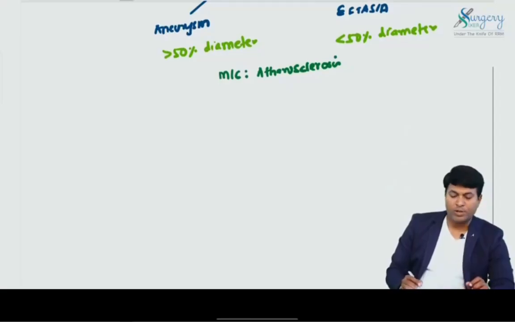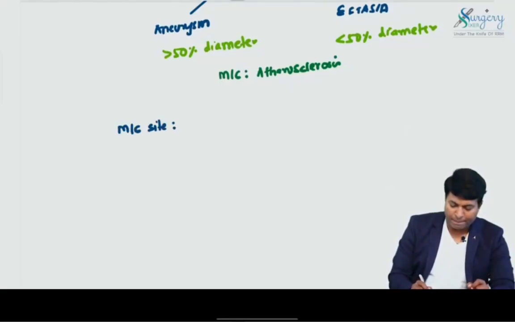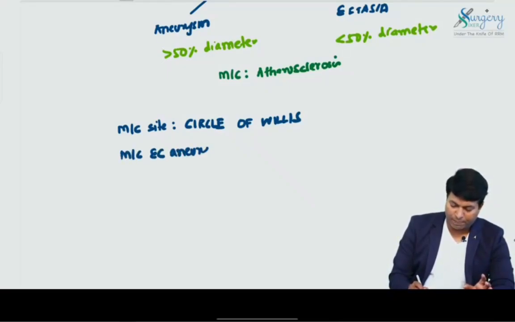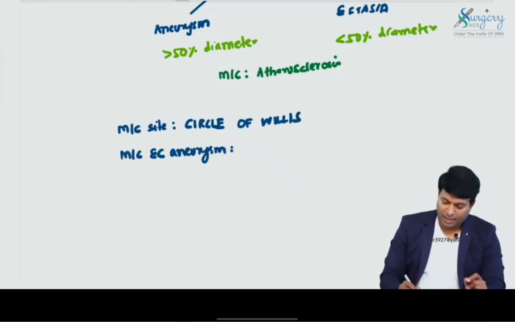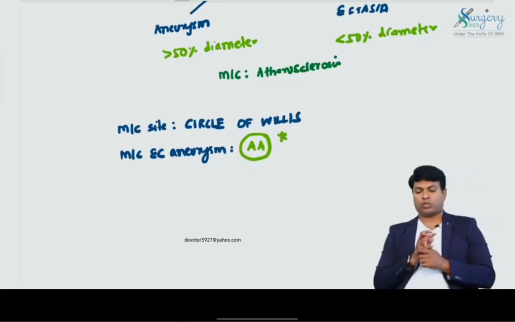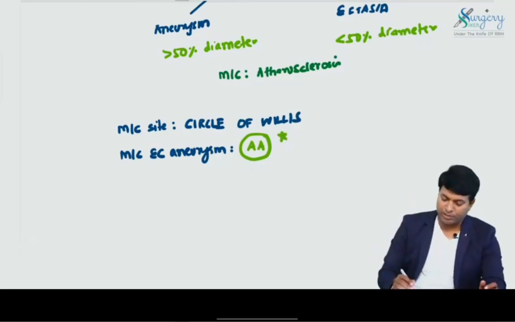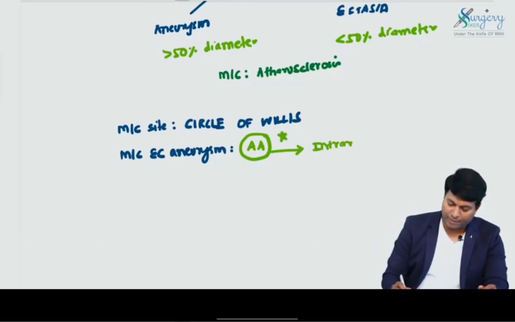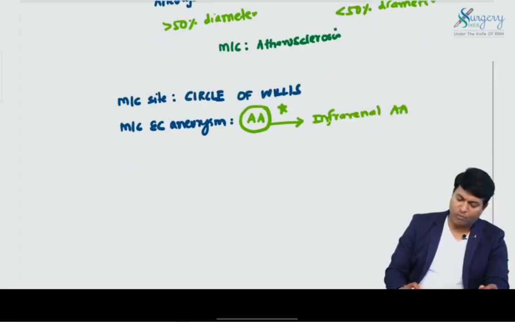What is the most common site of aneurysm overall in your body? The most common site is the circle of Willis. And if they ask you what is the most common extracranial site of aneurysm, it is the abdominal aorta. Please don't forget this question. The most common extracranial site of aneurysm is the abdominal aorta, usually infrarenal.